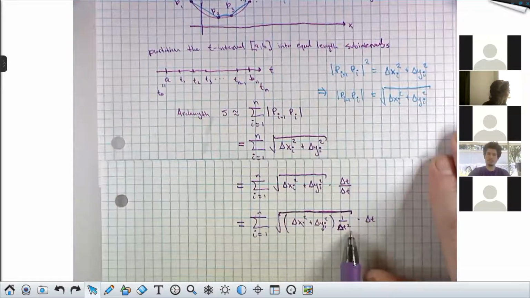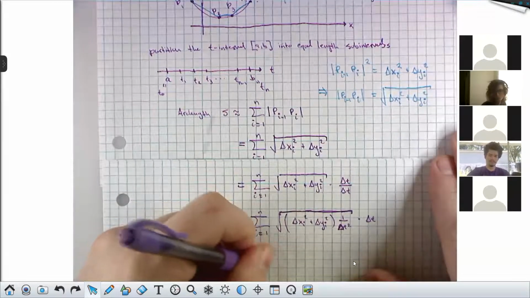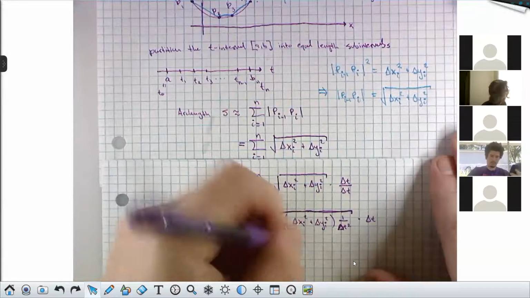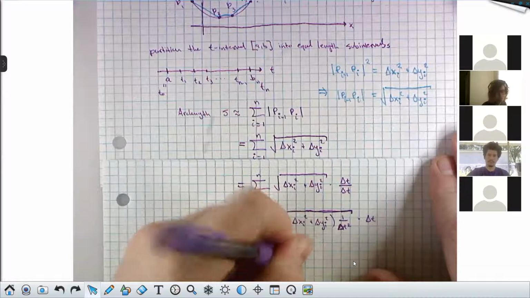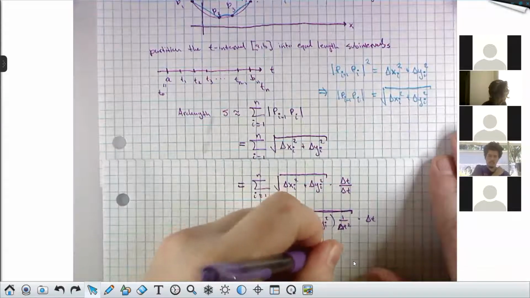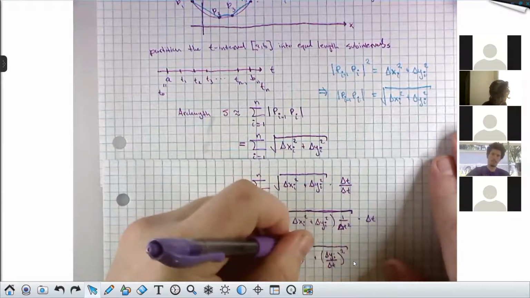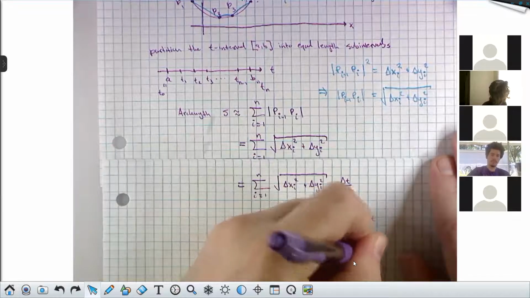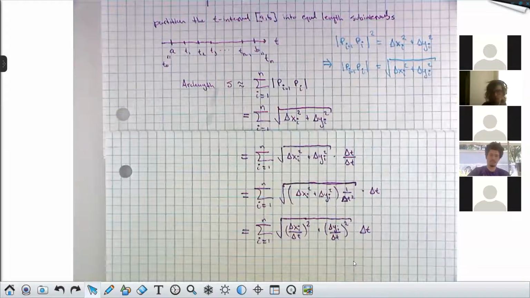Now I distribute that delta t, and I get the sum, i from 1 to n, of the square root of delta xi squared over delta t squared, that is, delta xi over delta t all squared, plus delta yi over delta t all squared, times delta t. And this is exactly the Riemann sum for the integral at the start. So we're done. We've actually proved this.